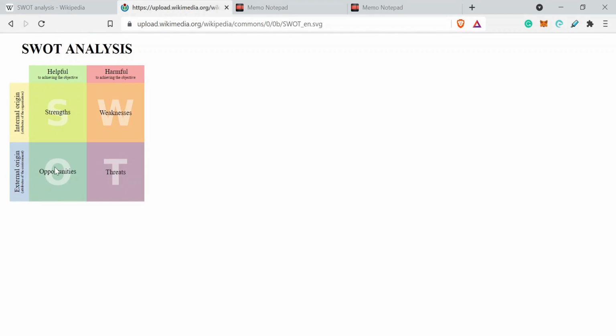So the quadrants look like this: strengths, weaknesses, opportunities, and threats. And you can do this via the quadrants, which will give you a good overview of your crypto projects in terms of whether they're helpful, harmful, whether they're internal origin, so based on the actual design and implementation of the cryptocurrency, or whether they're from external threats.